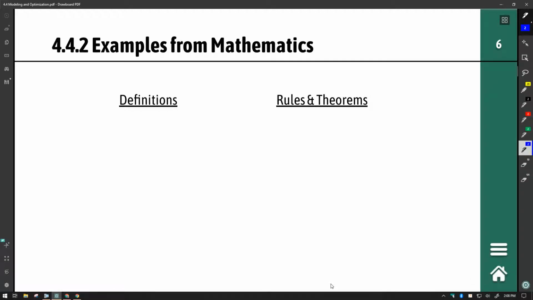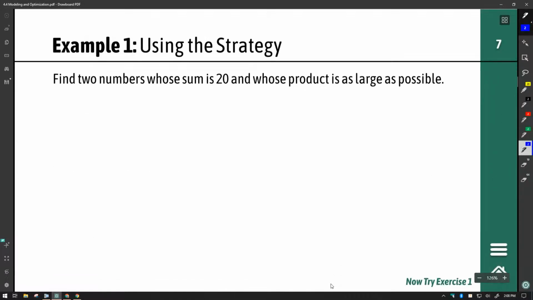Here we're going to take a look at some examples of max and min problems from mathematics. No new definitions, no new rules. Here's an example. Find two numbers whose sum is 20 and whose product is as large as possible.